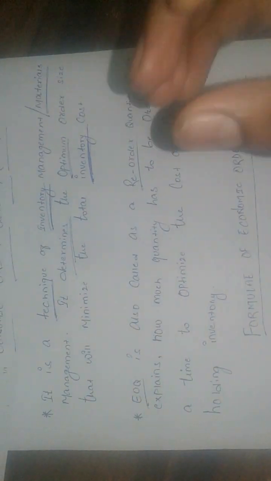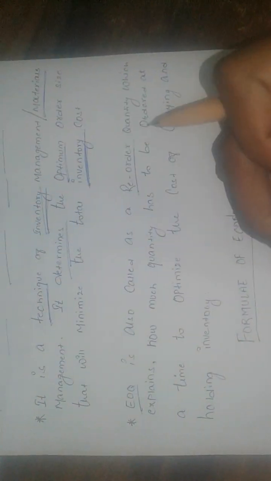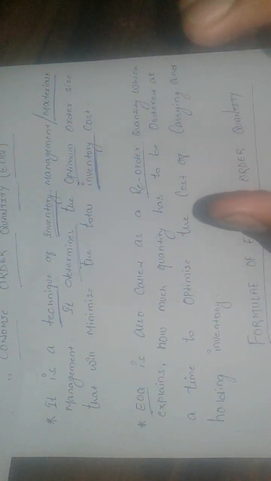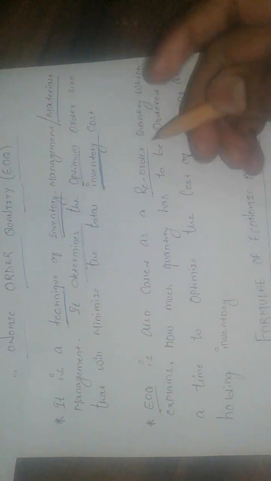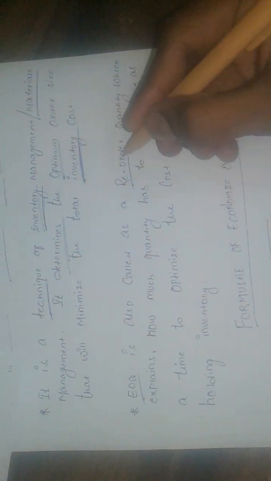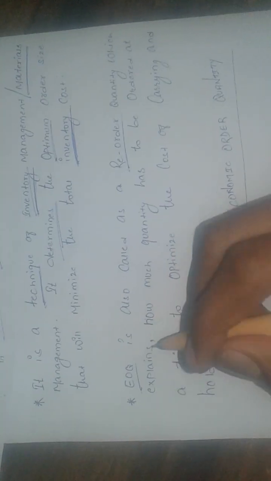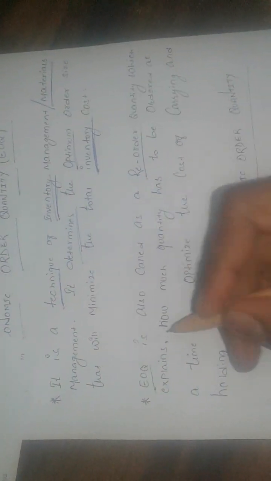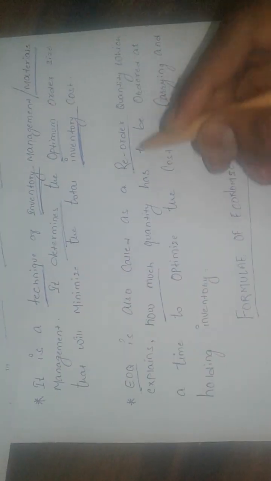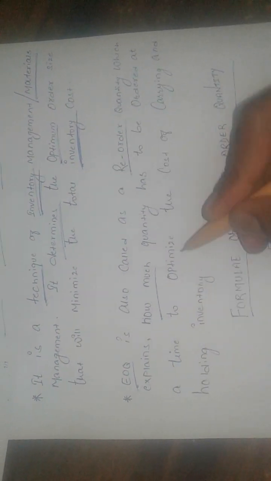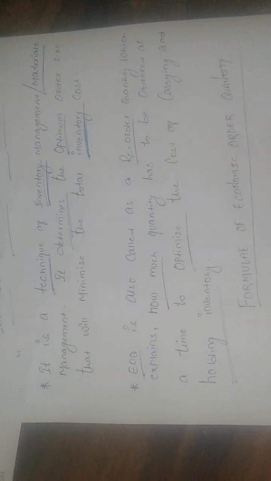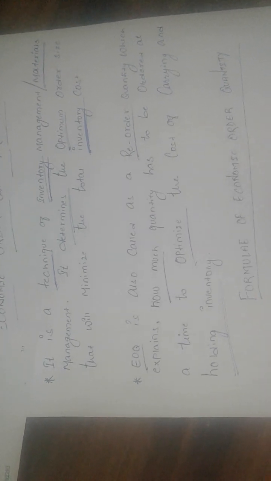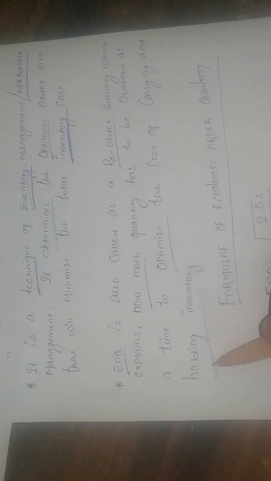The economic order quantity is alternatively used as a reorder quantity. For example, if any material is out of stock for the time being, then for reordering purposes also we can use these EOQ formulas and EOQ charts, right? This tells how much quantity has to be ordered at a time to optimize the cost of carrying and holding inventory. So how much quantity should we order in order to optimize the resources and reduce the holding and carrying cost as well, right?